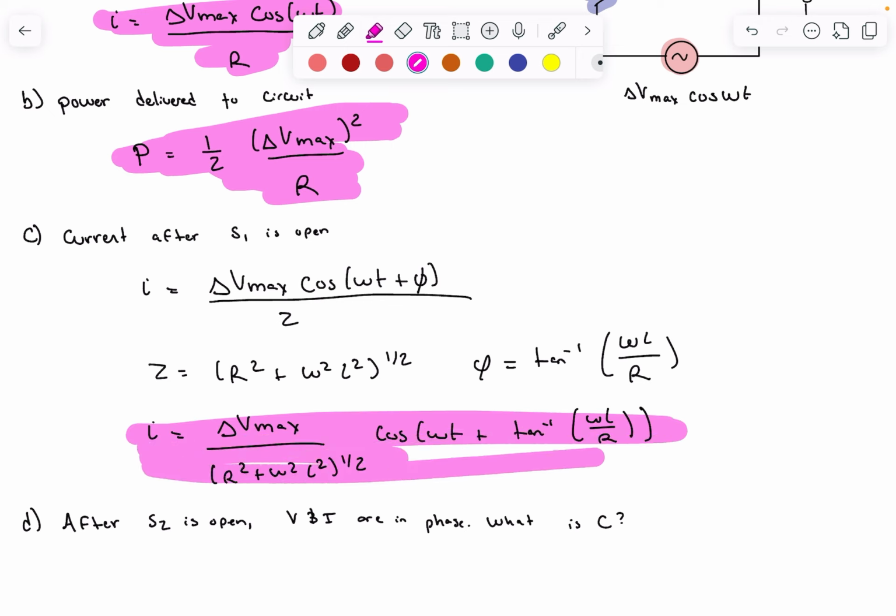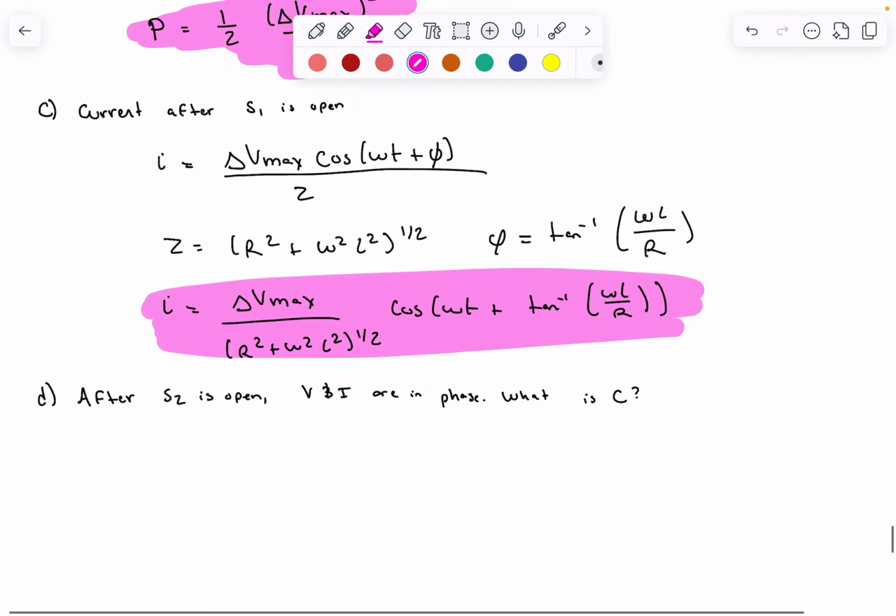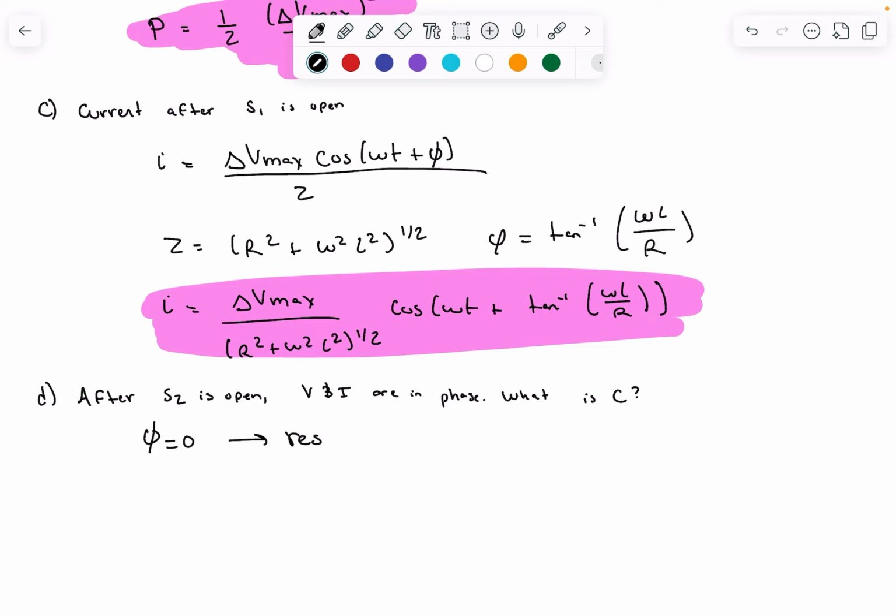Now we can move on to D, where S2 is now open. We're told that V and I are in phase. So what that means is that phi is equal to 0. So there is no phase difference between V and I. This means that we are in resonance. We are asked to figure out what the capacitance is.